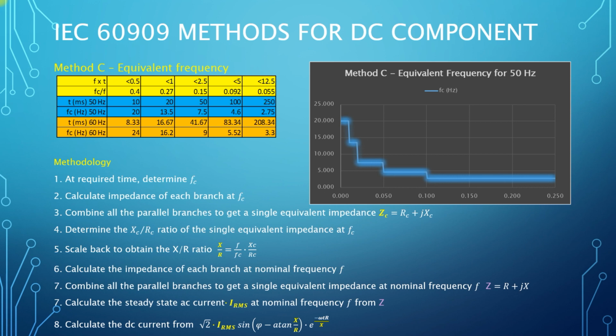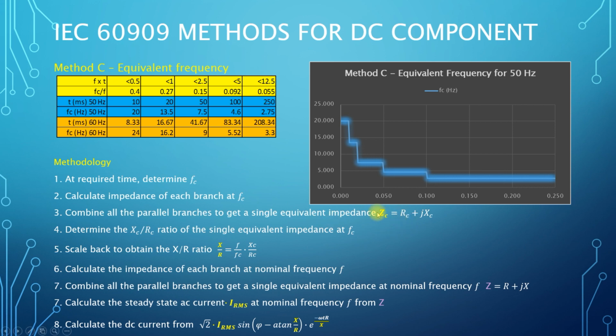We now go back to our network, and in our network we have the 50 Hertz impedance values. We convert those 50 Hertz impedance values to their equivalent impedance values at FC, at the time when we want to calculate the DC component of current. We then combine the parallel branches and their impedances at FC into a single equivalent impedance, and we can call that ZC.